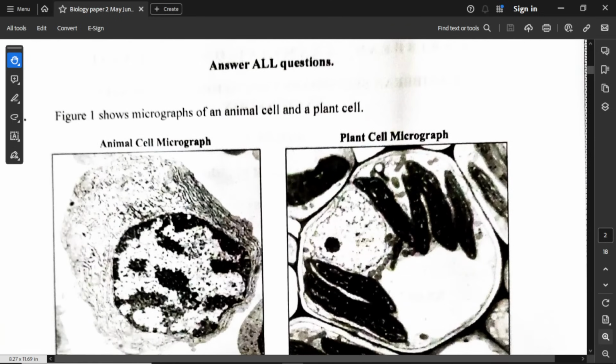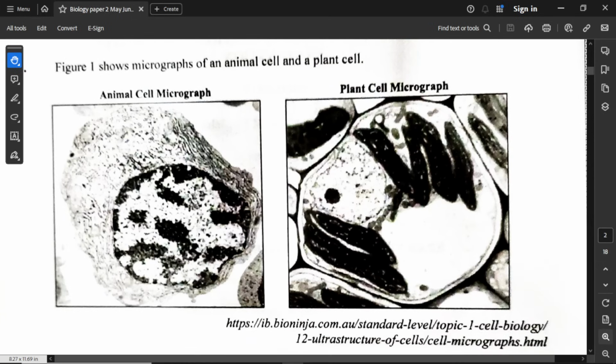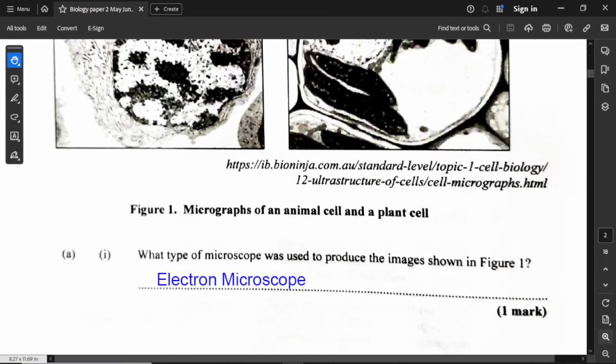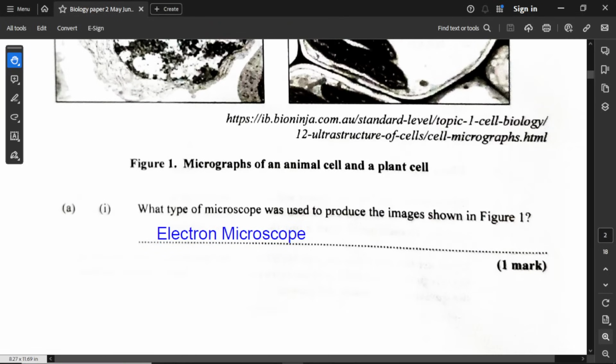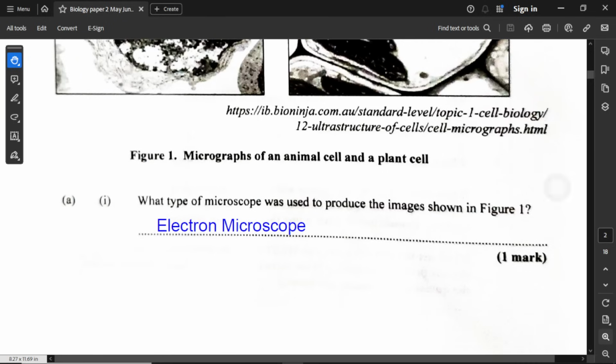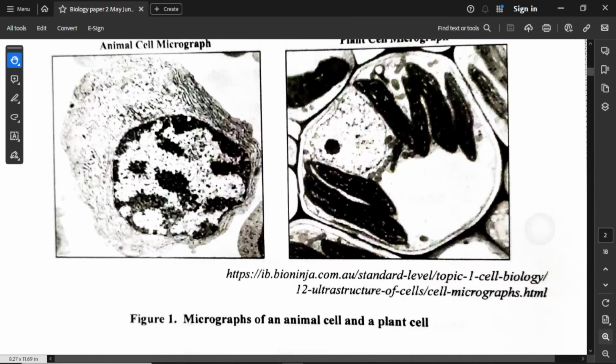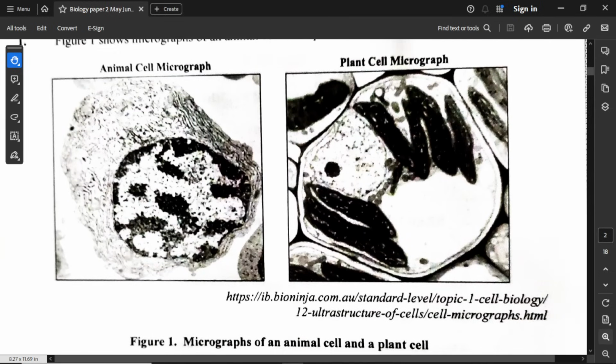And this reads that Figure 1 shows micrographs of an animal cell and a plant cell. And you'll notice carefully, you see the animal cell on your left and the plant cell on your right. Now let's jump to the questions. Now the first question, part A, it said what type of microscope was used to produce the images shown in Figure 1, and this is an electron microscope. How we know this is because of the details of each cell.